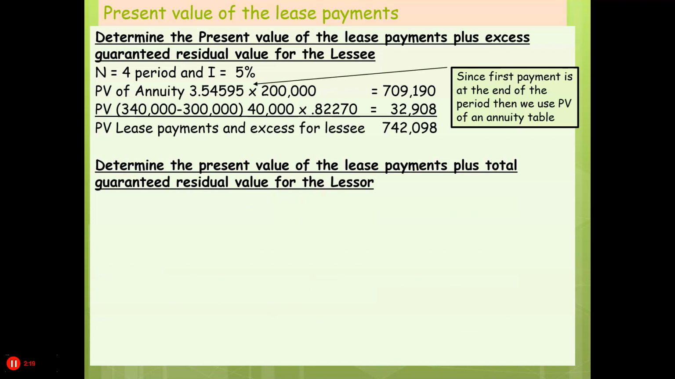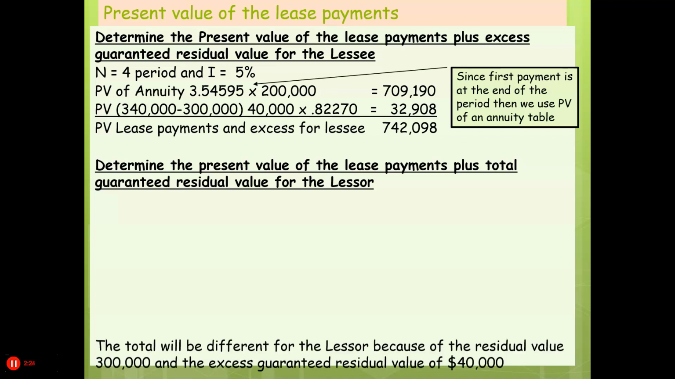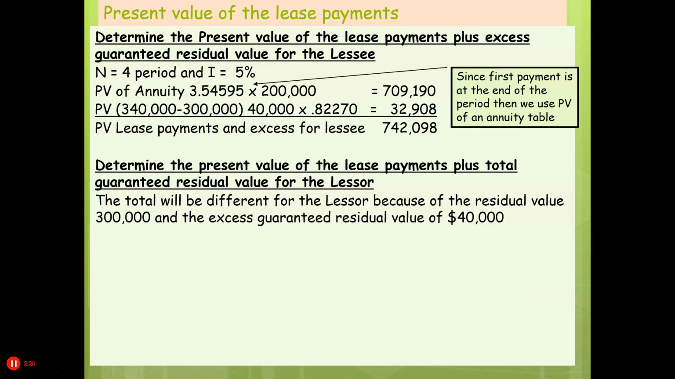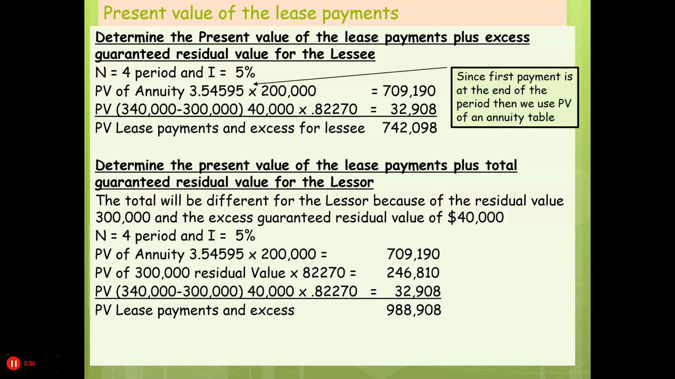Determine the present value of the lease payments plus total guaranteed residual value for the lessor. The total would be different from the lessee because of the residual value of $300,000 and the excess guaranteed residual value of $40,000. So we would take the present value of an annuity like we did above, those numbers are the same. We then take the present value of the $300,000 plus the $340,000. So the present value of the lease payments and excess is $988,908.